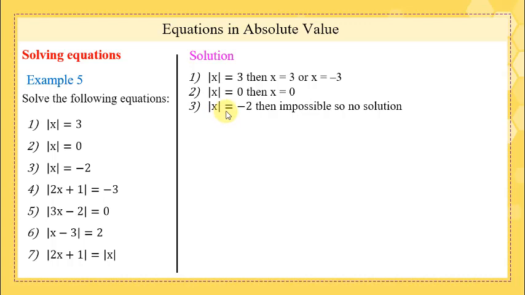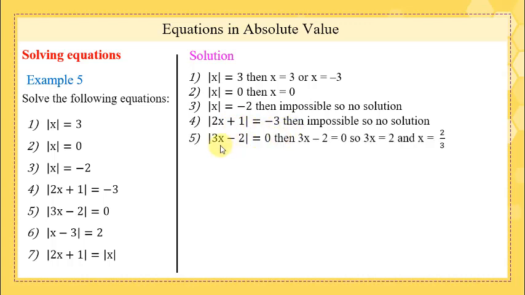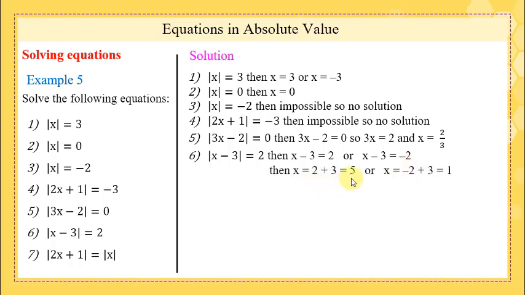Absolute value of x equals negative 2. Then no solution. Absolute value of 2x plus 1 equals negative 3. Then no solution. Absolute value of 3x minus 2 equals 0. Then we write 3x minus 2 equals 0, so x equals 2 over 3. Absolute value of x minus 3 equals 2. Then x minus 3 equals 2 or x minus 3 equals minus 2. Solve to find x equals 5 or x equals 1.